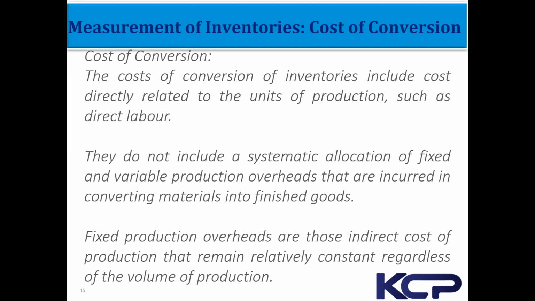Then they do not include a systematic allocation of fixed and variable production overheads that are incurred in converting materials into finished goods. That would definitely be separately written off. So you will not add any overhead to it. If you remember what you did in cost accounting, can you remember some of the topics, the costing techniques? What are the 2 costing techniques that we considered there?